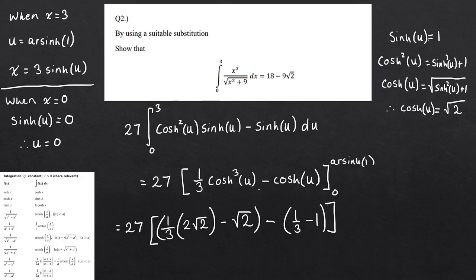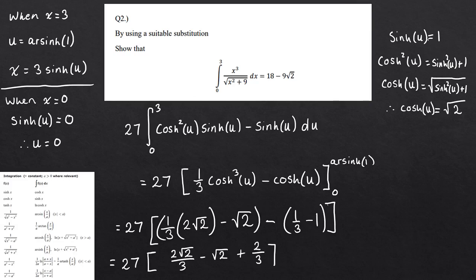So here now we need to keep evaluating this. Like I said, this is quite tricky, so I get 27 times all of this expression now. So I've got a third times 2 root 2. So I'm going to write that as 2 root 2 over 3 minus this root 2 here. So minus root 2. And then here I've got minus a third minus 1. Well, that's the same as 1 over 3 minus 3 over 3, so that's minus 2 over 3. So minus minus 2 over 3 is the same as plus 2 over 3.